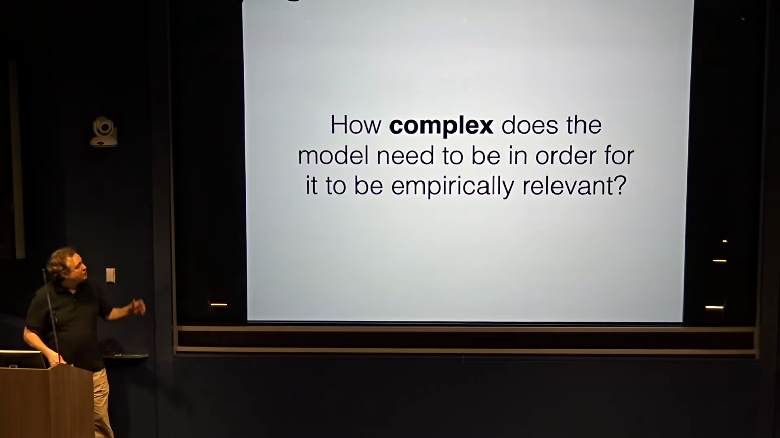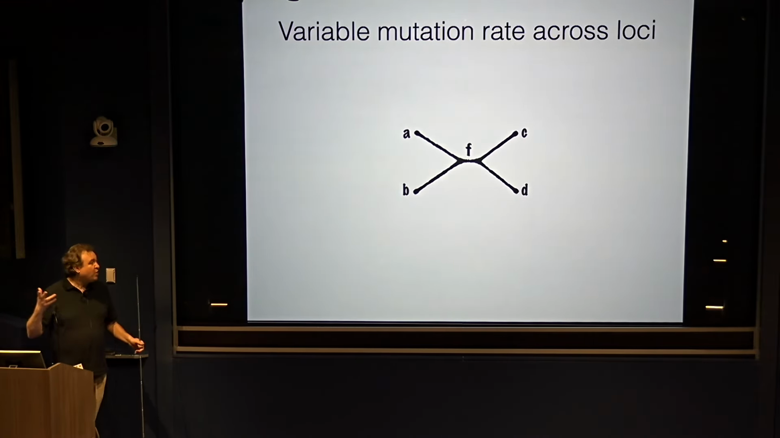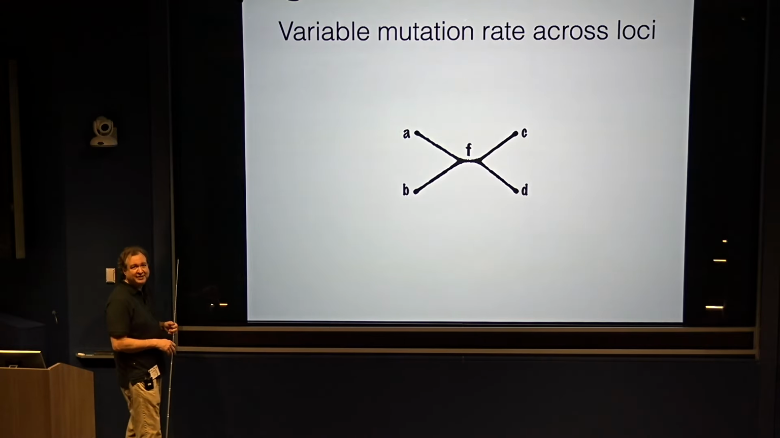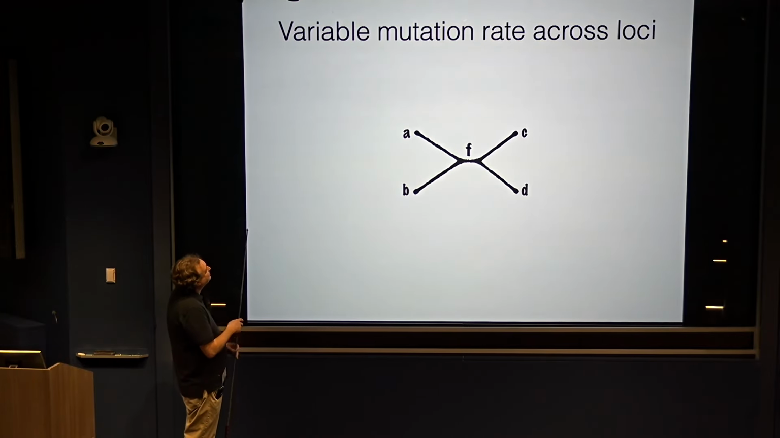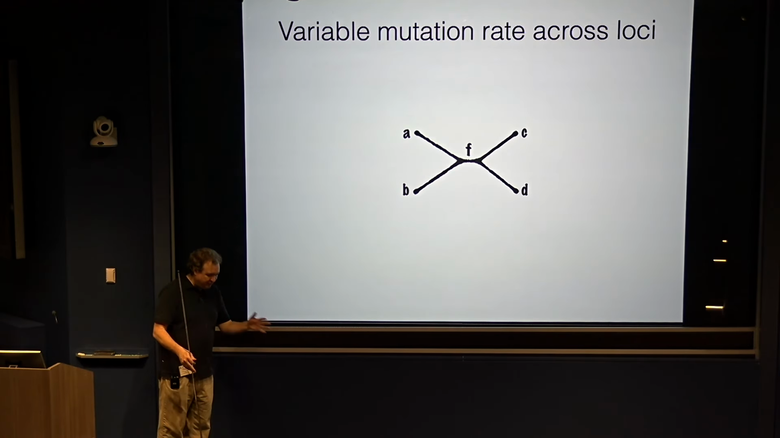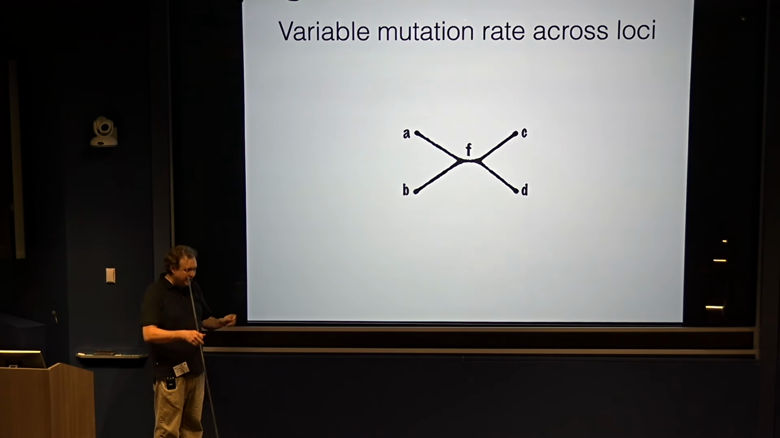Already, what I've shown you are very complicated processes. You can make them more complicated, and it turns out that some of these things matter more than others. One thing we've done recently is to look at variable mutation rates across sites. Suppose that now each of my genes, instead of just going through this process, has an extra step where some genes are evolving faster than others.